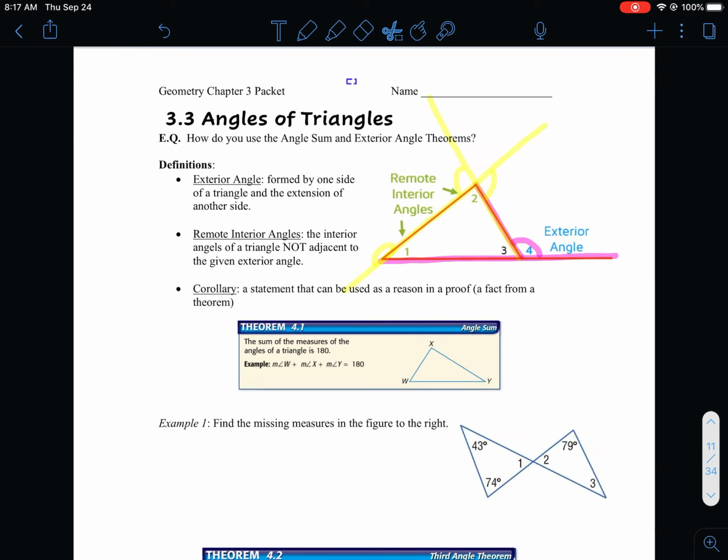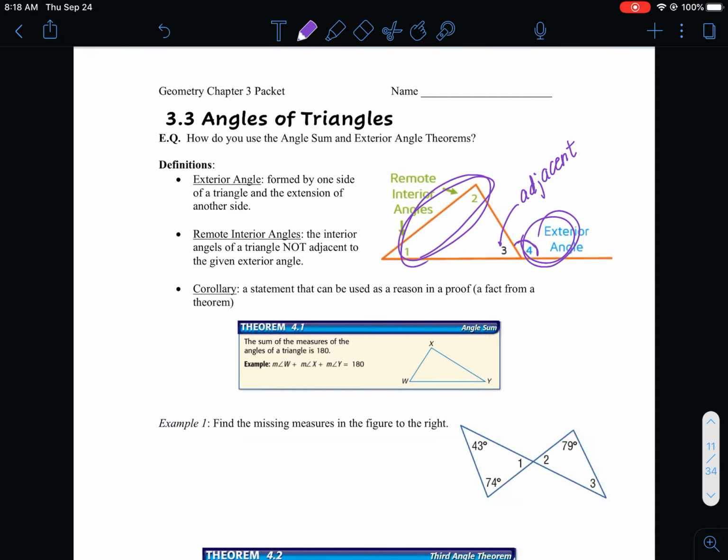So when we are creating those exterior angles, we have something that's called remote interior angles. And it's the interior angles of a triangle that are not adjacent to the given exterior angle. So if here's my exterior angle, angle 3 would be adjacent. So angle 3 would be our adjacent angle. That leaves 1 and 2 to be our remote interior angles. And we're going to find out here in a little bit that there is a relationship between this exterior angle and these two remote interior angles.